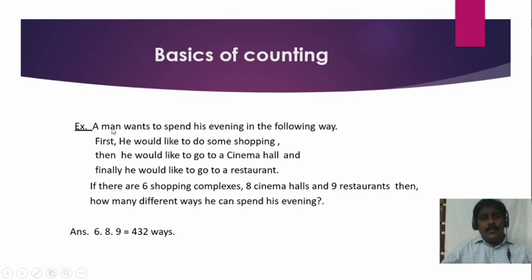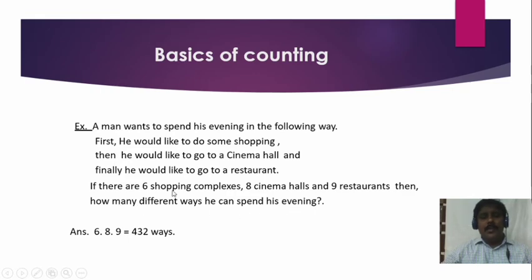Here the next problem is, a man wants to spend his evening in the following way. First he would like to go shopping, then he would like to go to a cinema hall, and finally he would like to go to a restaurant. Then, if there are 6 shopping complexes, already we have done this problem in the previous one, if there are 6 shopping complexes, 8 cinema halls and 9 restaurants, then he has asked how many different ways can he spend his evening.